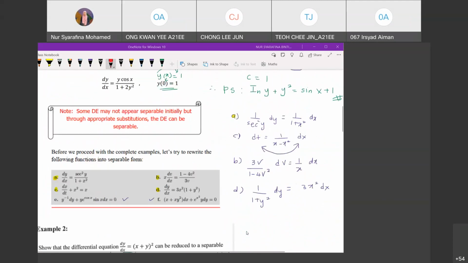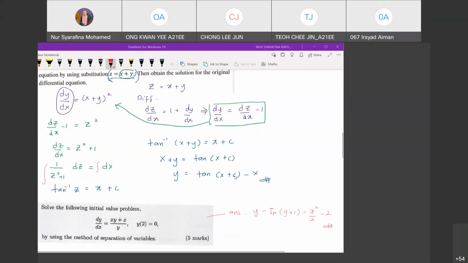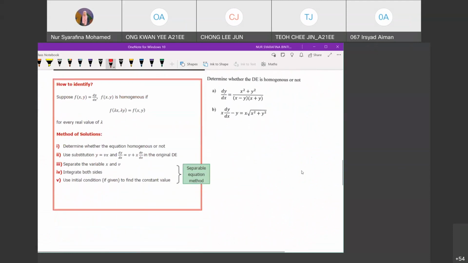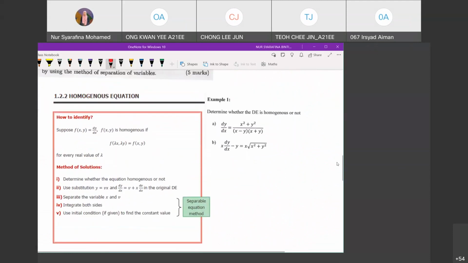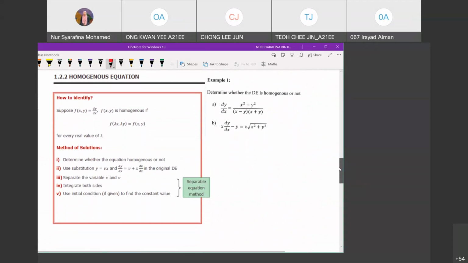Okay, now let's proceed. You can try the rest of the questions. If you want to know the answer, you can directly ask me for past year questions in the notes. The next method is homogeneous equation. The next type of differential equation is homogeneous equation. So now, how can we identify the homogeneous equation? Are we ready to move on to the next type of differential equation here? Yes.